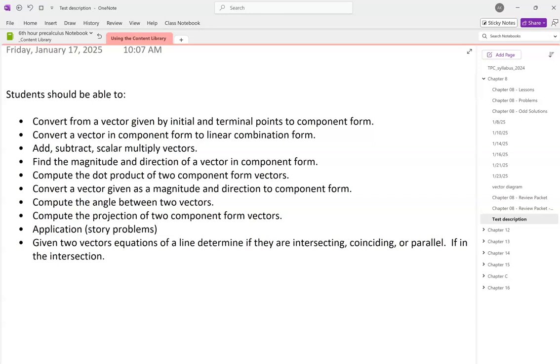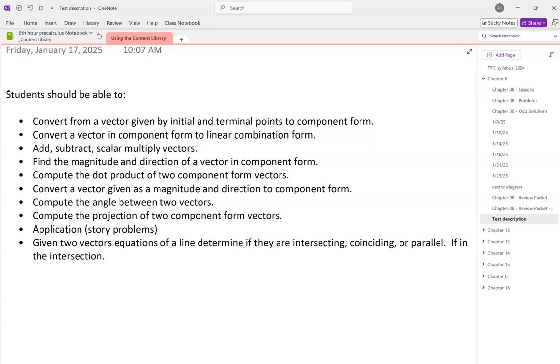Convert a vector given as magnitude and direction to its component form. So to do that, you just do magnitude times cosine of direction, comma, magnitude times sine of direction. That'll take you to component form.